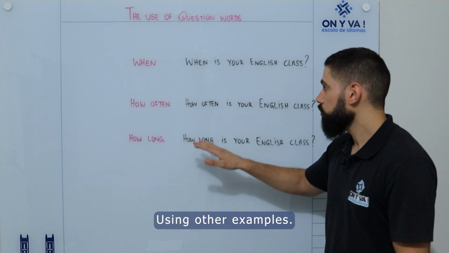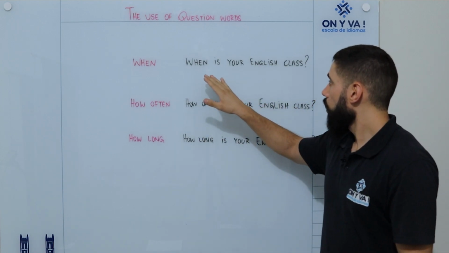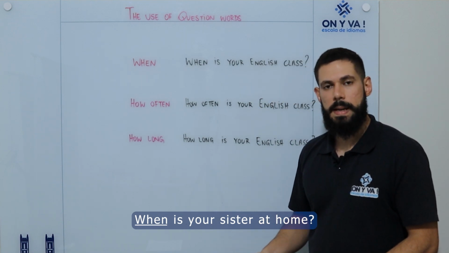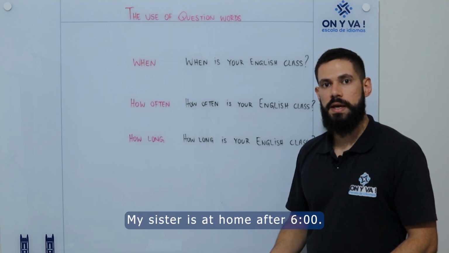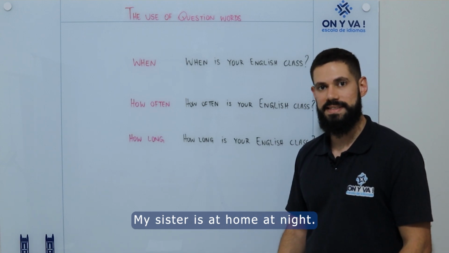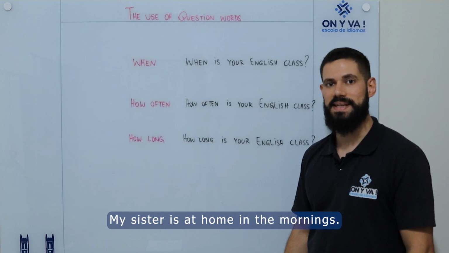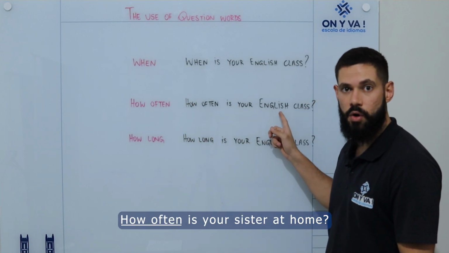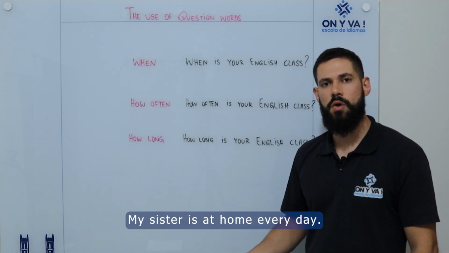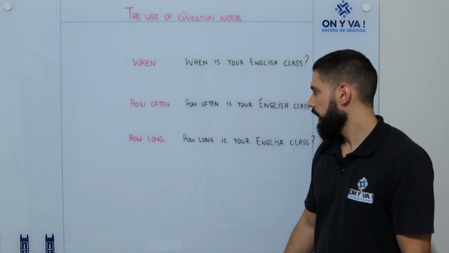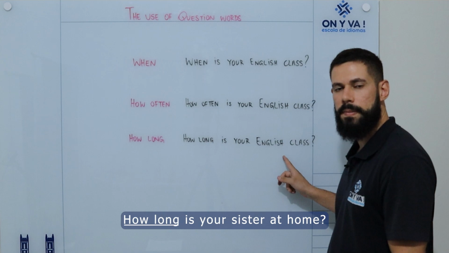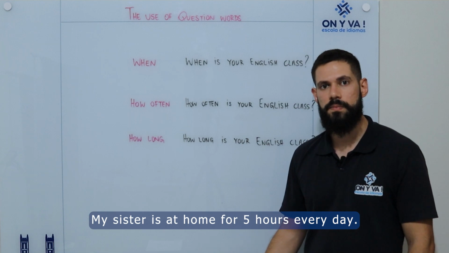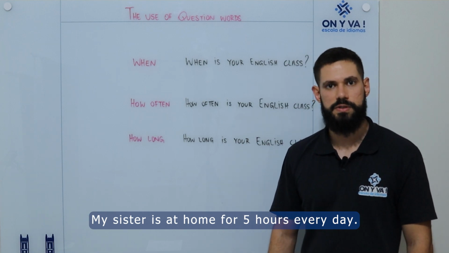So using other examples, not just the English class. When is your sister at home? My sister is at home after 6 o'clock. My sister is at home at night. My sister is at home in the mornings. How often is your sister at home? My sister is at home every day. How long is your sister at home? My sister is at home for 5 hours every day.